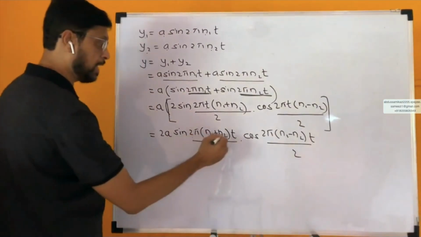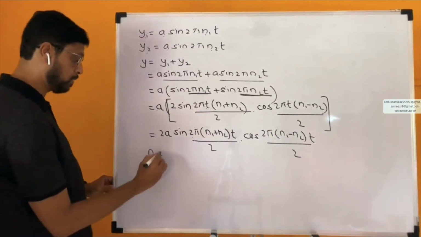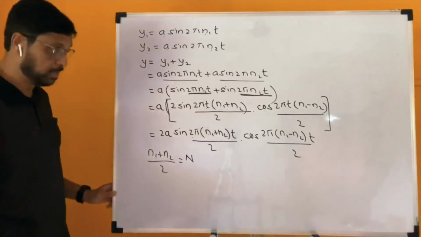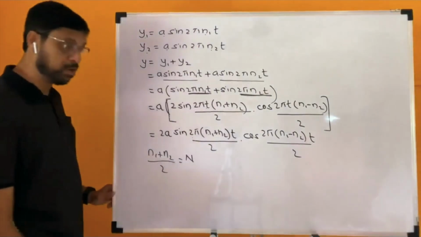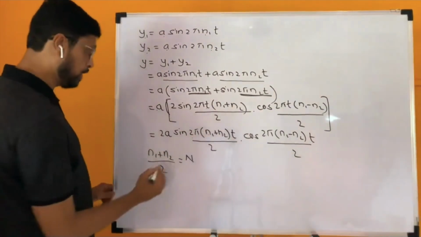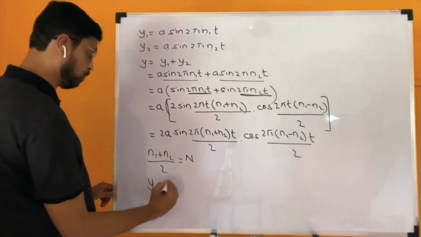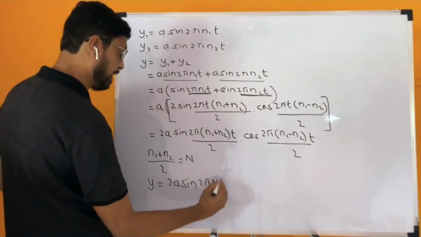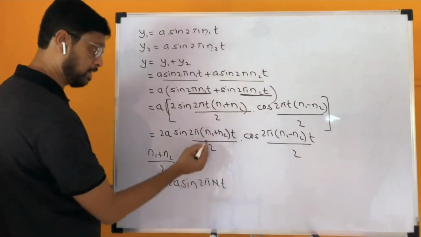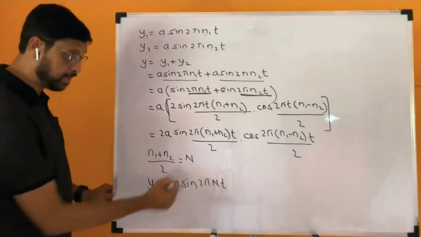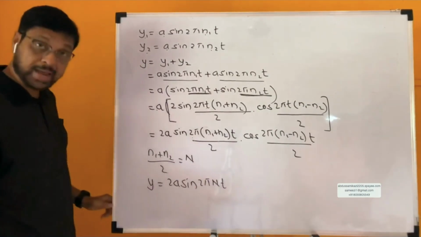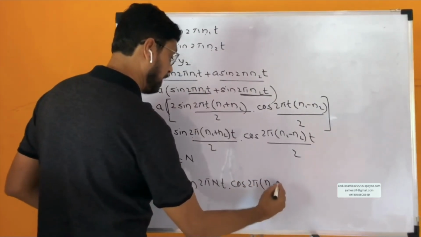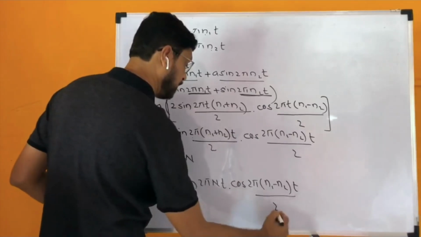Now this (n1 plus n2) by 2, if you call it capital N, what did we call (n1 plus n2) by 2? Capital N. So this equation becomes y is equal to 2A sin 2 pi N t, correct? Capital N is (n1 plus n2) by 2. So it will be 2A sin 2 pi N t into cos 2 pi (n1 minus n2) into t by 2, as it is.